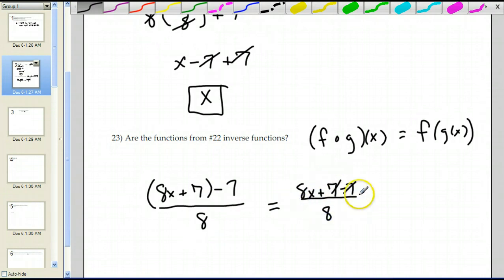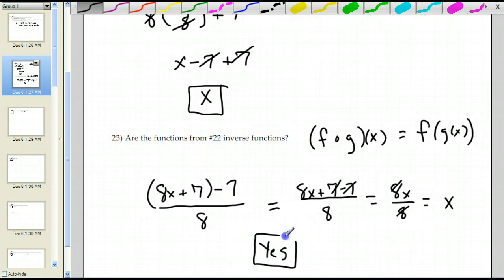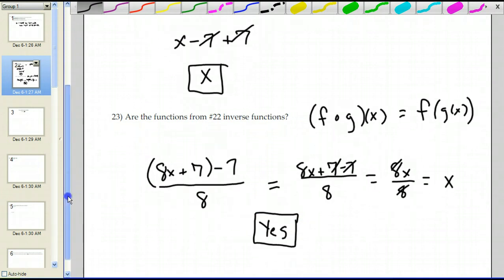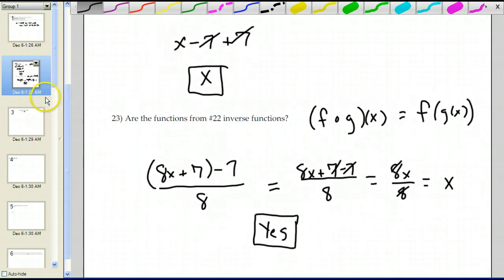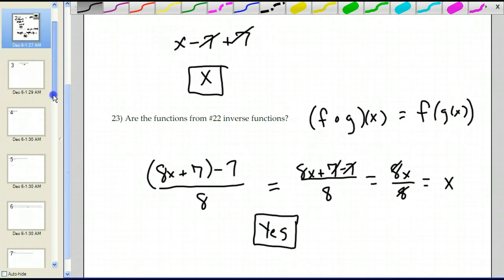Alright, the 7's are going to wipe each other out, and we get 8x over 8, and then the 8's are going to wipe each other out, and we end up with just x. Since both compositions produce x, then yes, they are inverse functions. It's not just one way; both of them have to produce x when you compose them in both directions.